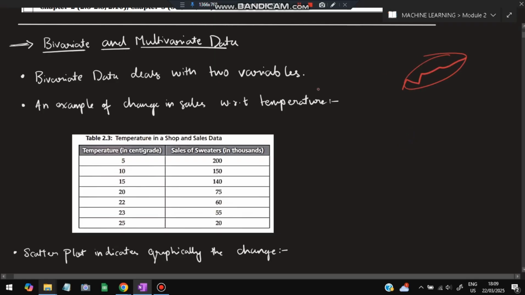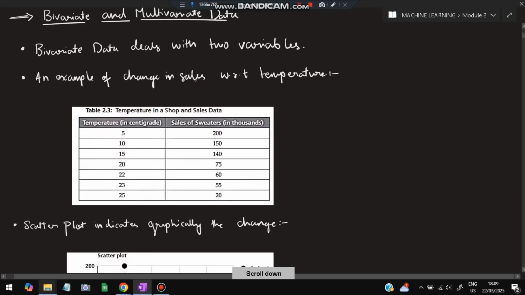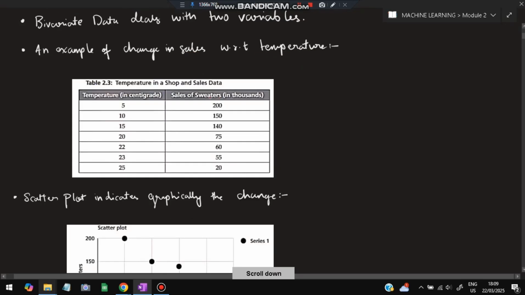Bivariate means it depends on two variables. Bivariate data deals with two variables. An example is the change in sales with respect to temperature. If the temperature is higher, the sales are lower, because if it is very hot outside, people will not go out to buy. Temperature is one variable and sales is the other, so two variables are involved here. This is called bivariate data.